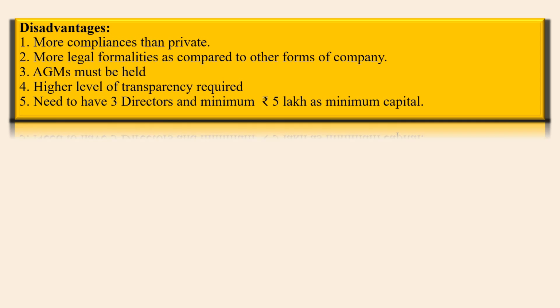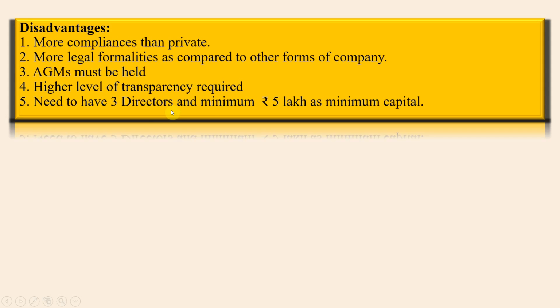Next comes your disadvantages. See, more compliances than private. To form a public company, more compliances or more steps of formation are needed as compared to the private company. Okay? There are more legal formalities as compared to the other forms of company if you have to set up a public company. Annual general meetings are compulsory to be held. Okay? And a higher level of transparency is required. Means the accounts are to be verified. Okay? It is very necessary.